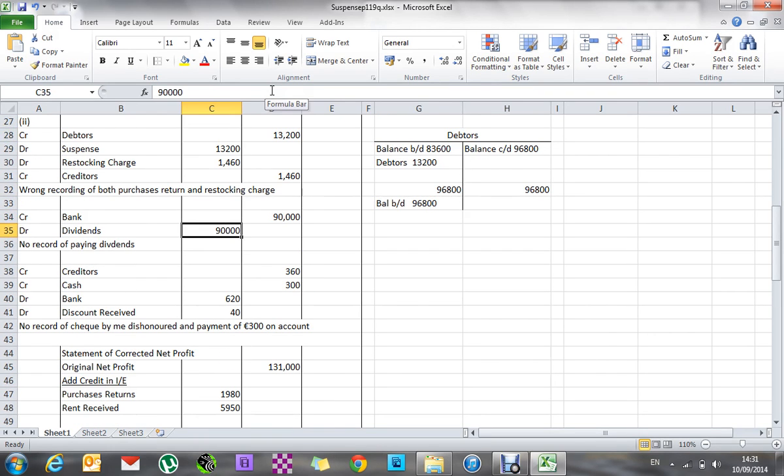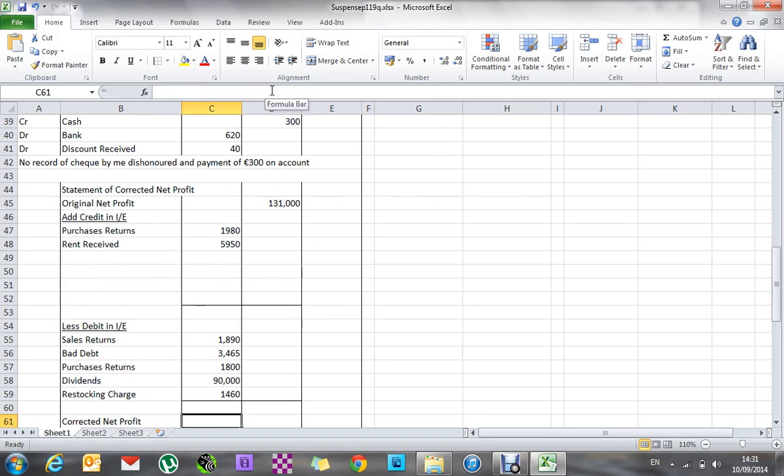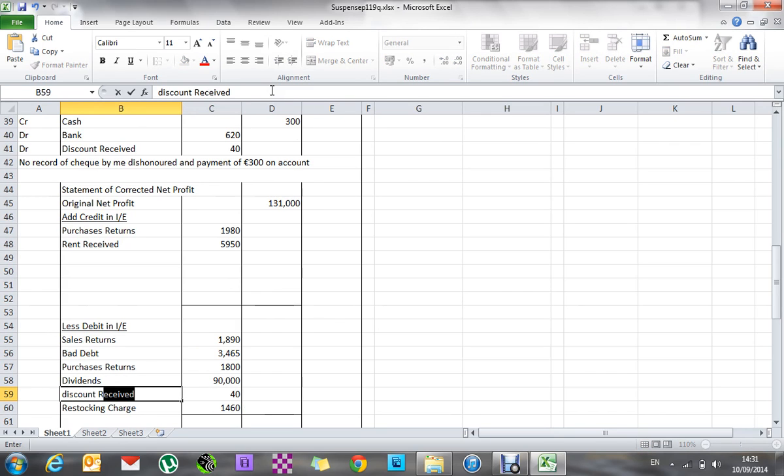Bank again is an asset. We've done dividends. Creditors is a balance sheet item. Cash balance sheet. Bank is balance sheet. And discount received, that's going to be an income. Okay, and I have less discount received because I've had to cancel it, so I'm putting it in here. So discount received goes in there.